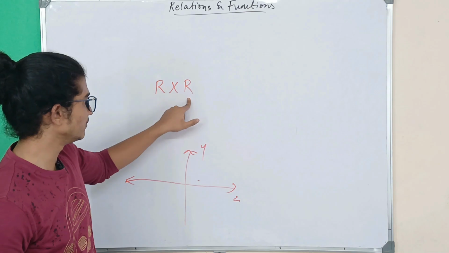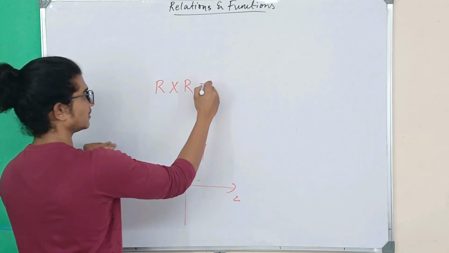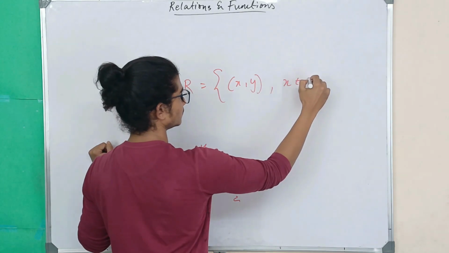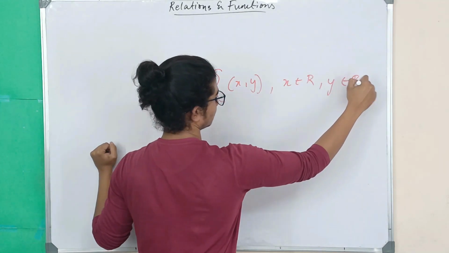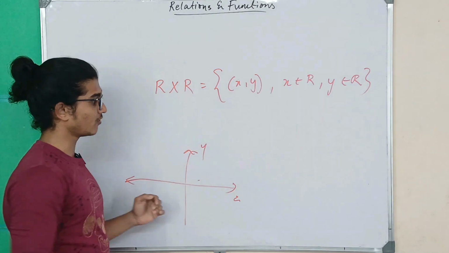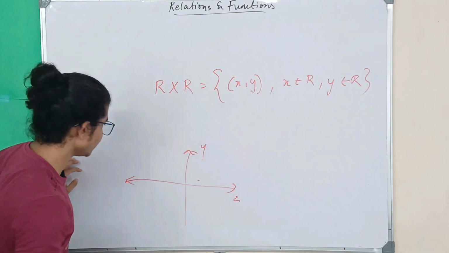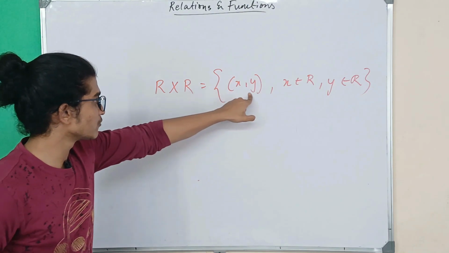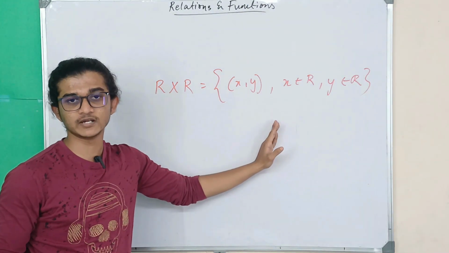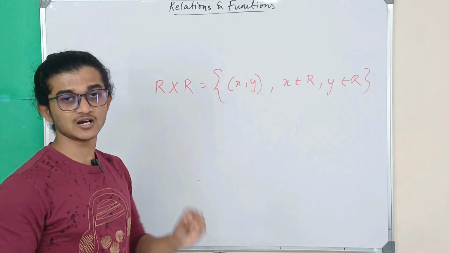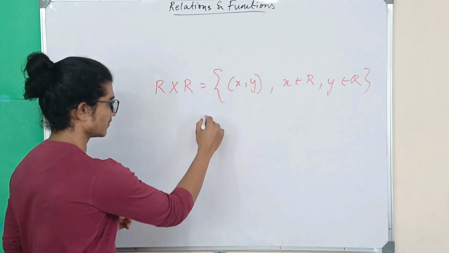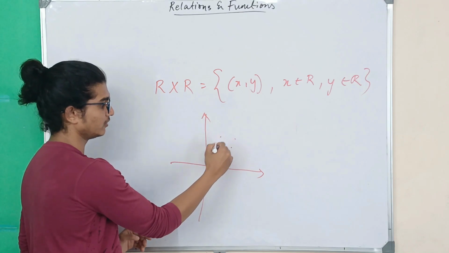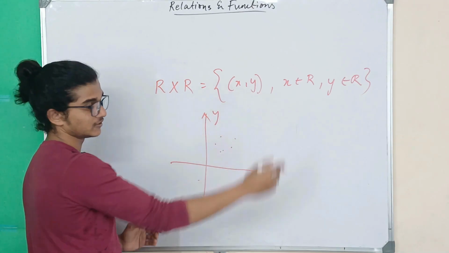If you take those two sets and multiply them, you're going to get x comma y, where x belongs to R and y also belongs to R. This represents all the points in the plane. Since you're taking ordered pairs, every single one of them represents a point in the plane. So you need to remember that every single point from this Cartesian product represents a point in the plane. So this is the x-axis, y-axis. So that's one thing.